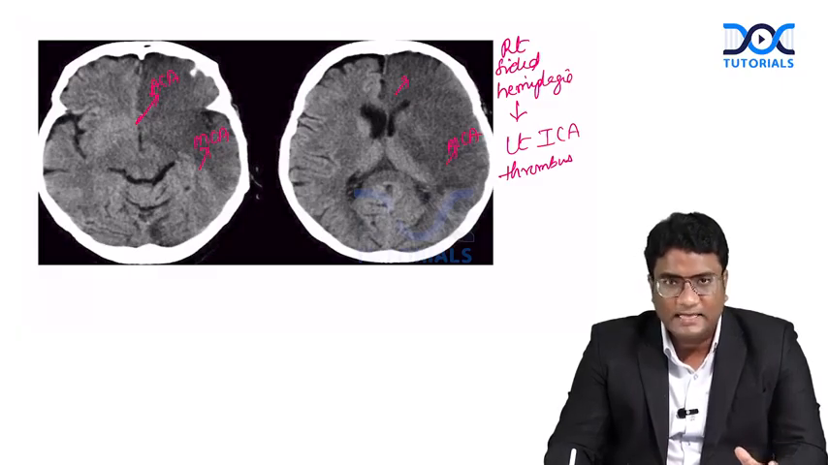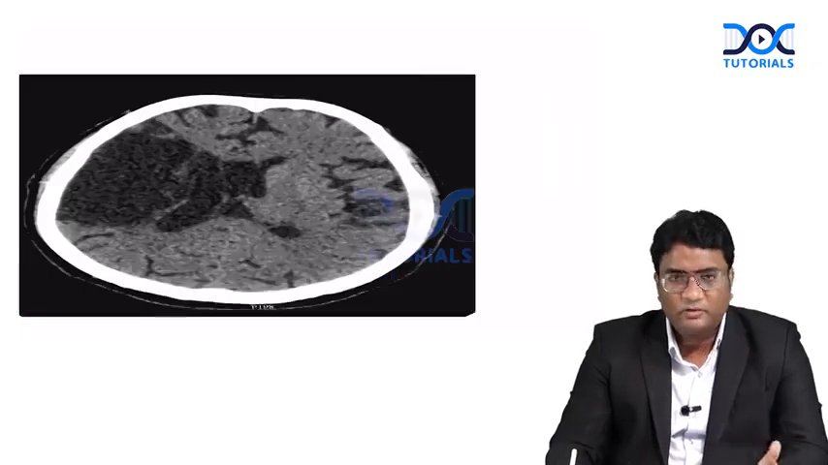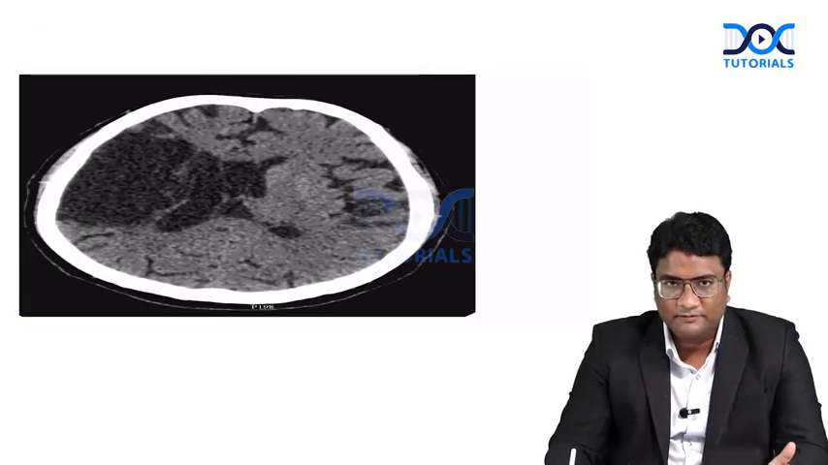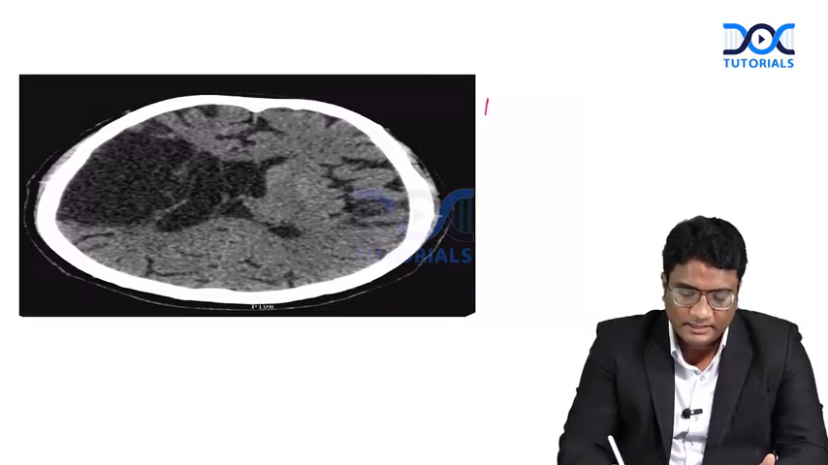So by looking at the CT scan, you should know where the thrombus could be. Now look at this image. Which artery do you think is affected? Right side or left side? This is right side.